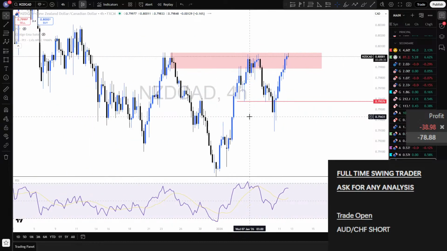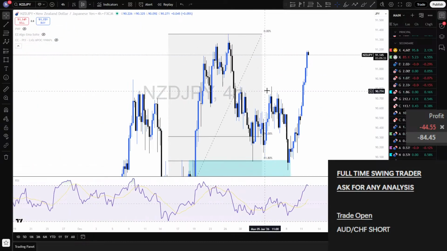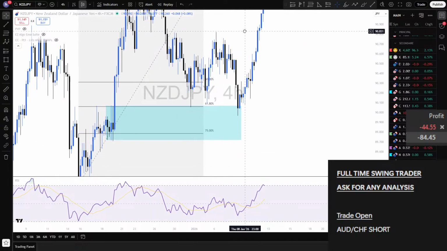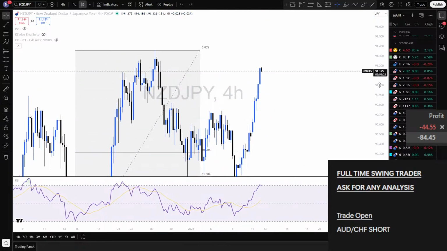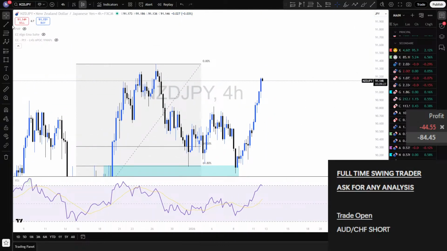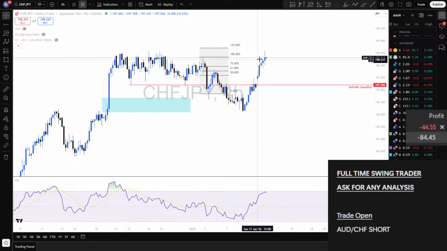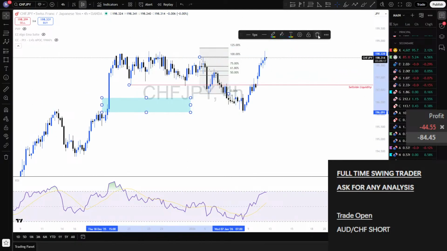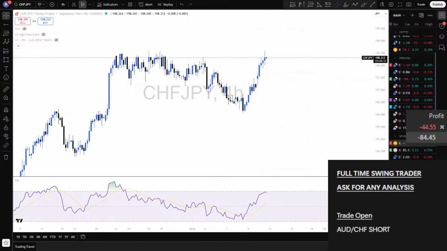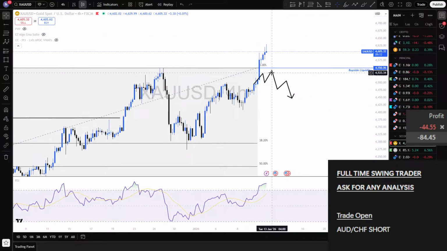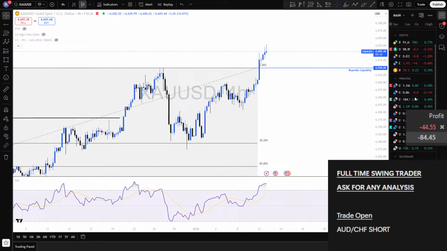NZD CAD same. JPY like the rest of the assets against JPY. Just put the high here. And JPY, I absolutely don't care. Okay. Well, all my assets are updated.